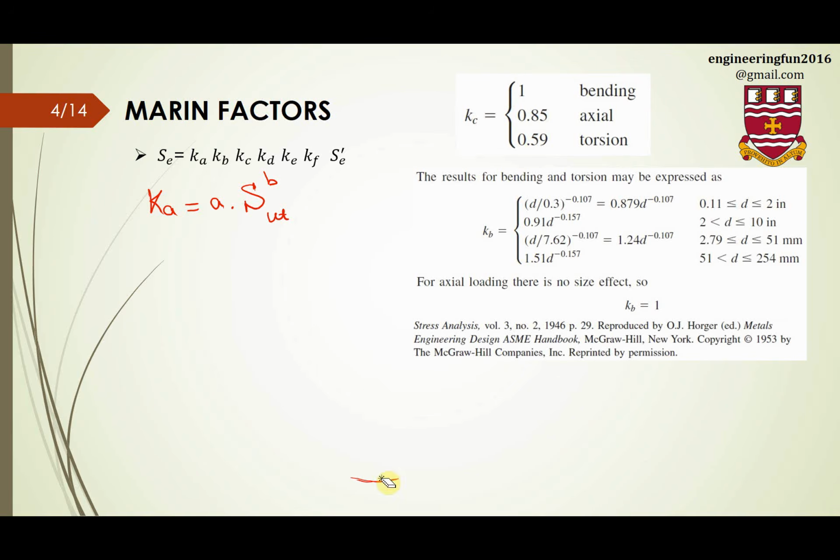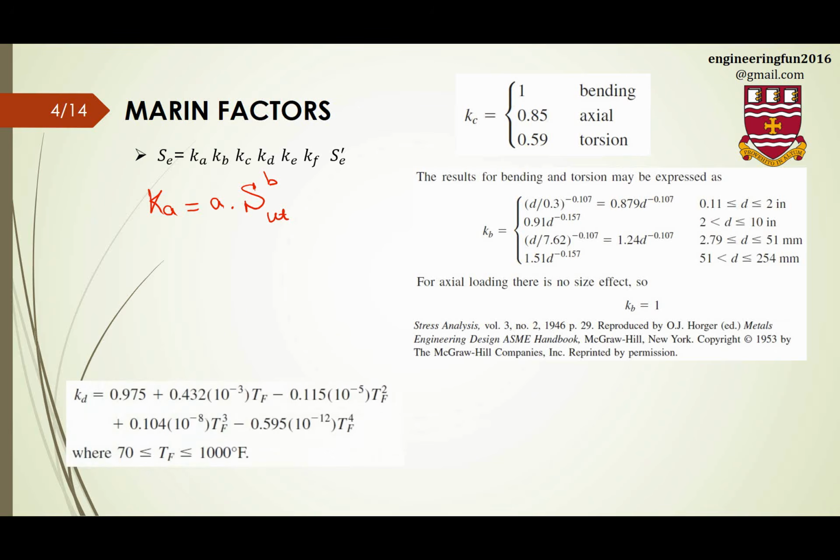Kc depends on the type of loading. If you have bending loading, that's 1, because Se prime is defined for pure bending loading. If you have axial loading, we need to consider 85%, and if we have torsion, we need to consider 59%.